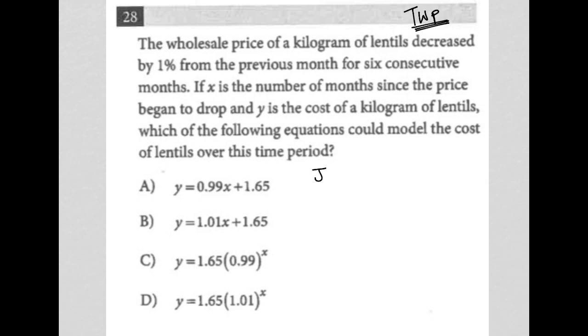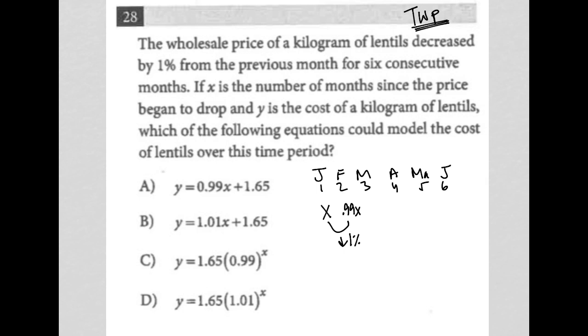So if I had January, February, March, April, May, June, what's that? 1, 2, 3, 4, 5, 6 months. I'd have some cost here in January, let's just say. And then the cost in February should be 99% of the cost in January, right? That would represent a decrease of 1%.